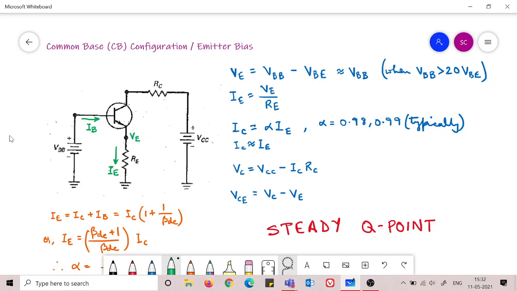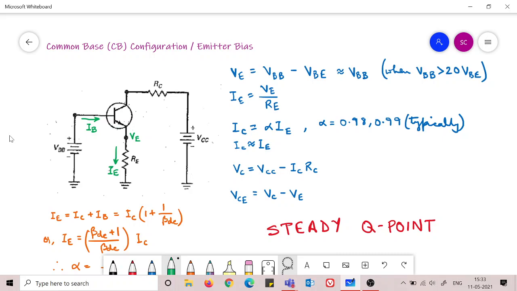In almost all cases we neglect this alpha. So alpha is not given also. You don't need to know what is alpha. You simply do this approximation. You have found out IE, IC is simply equal to IE.